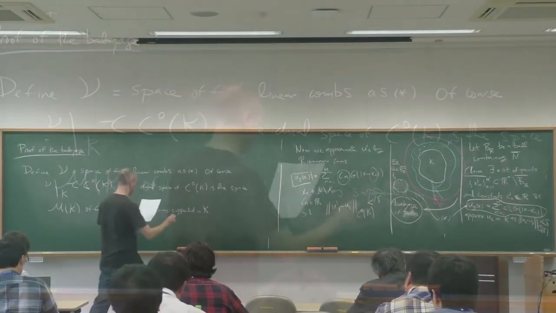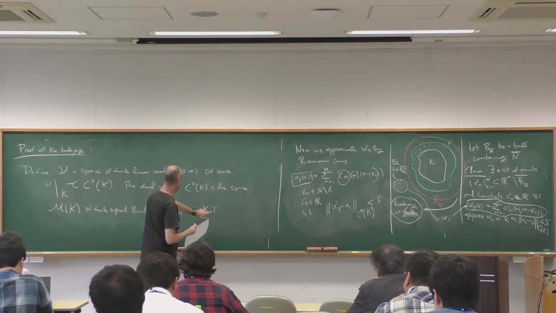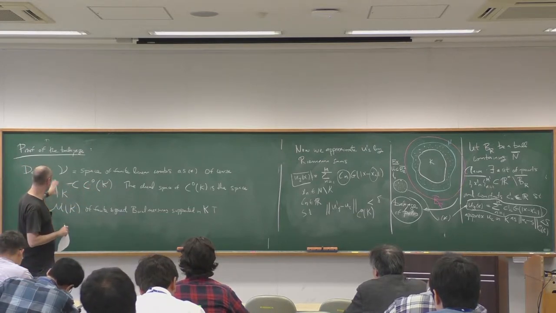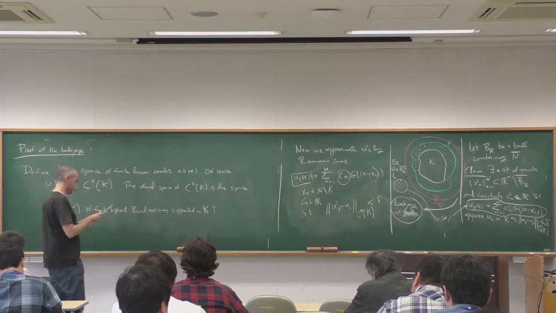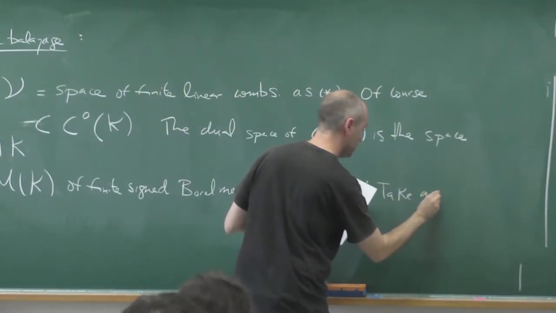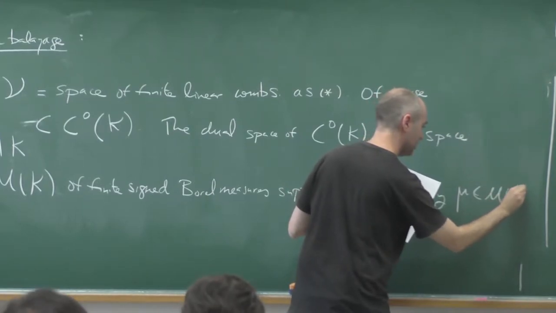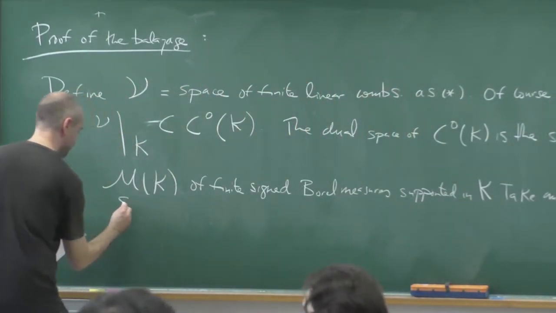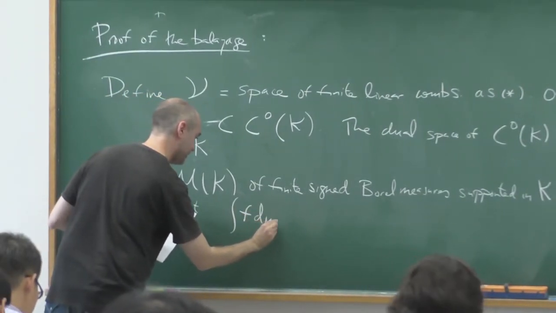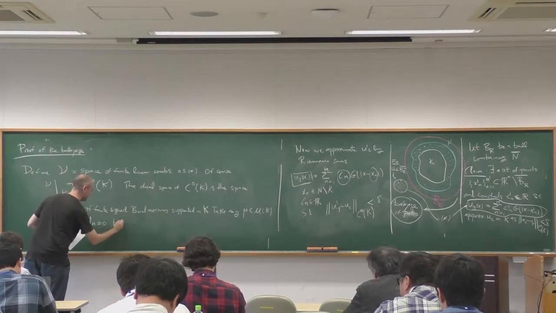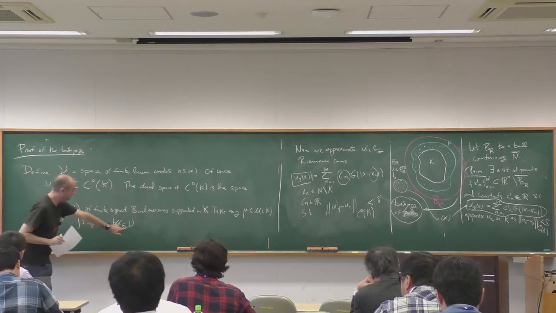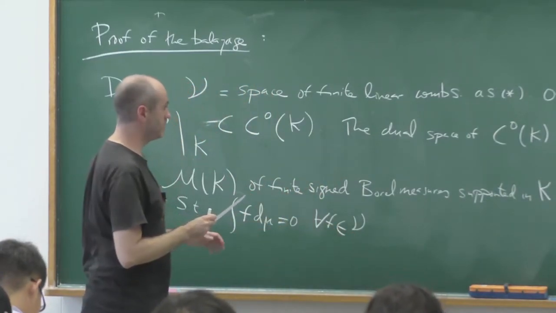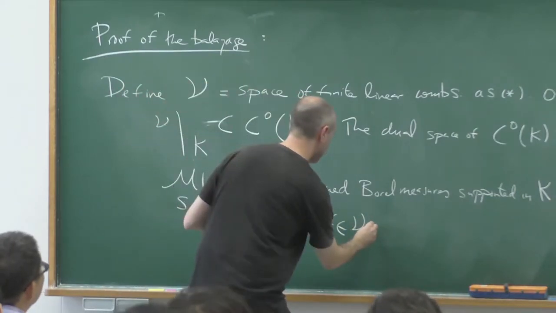So now I'm going to consider, in some sense, the orthogonal complement to this nu on K. I'm going to consider any measure which kills any element of this space here. So we take any mu, any signed measure mu in M(K), such that it kills any F in nu, the space of finite linear combinations. Any measure which kills the whole space of finite linear combinations in this set.